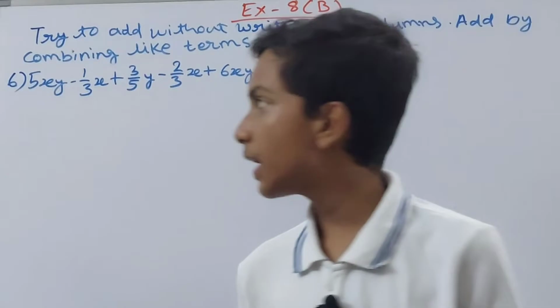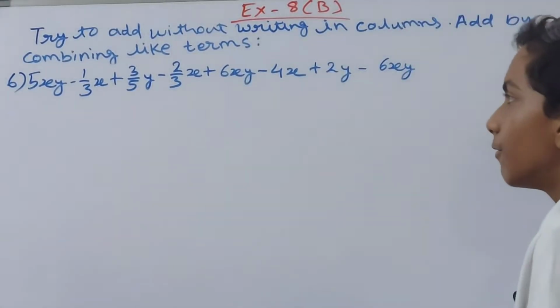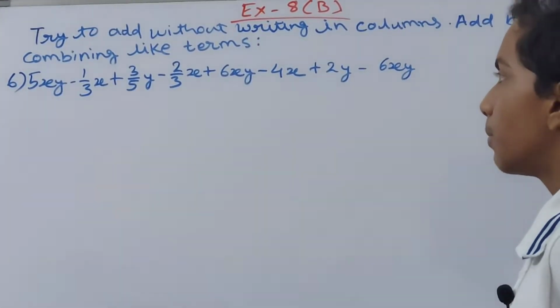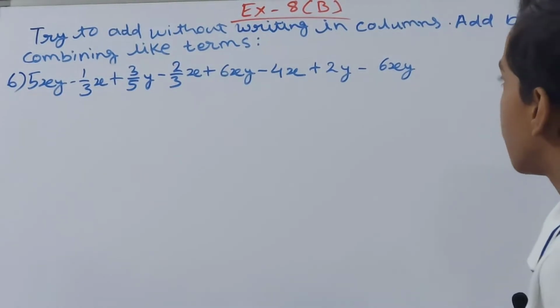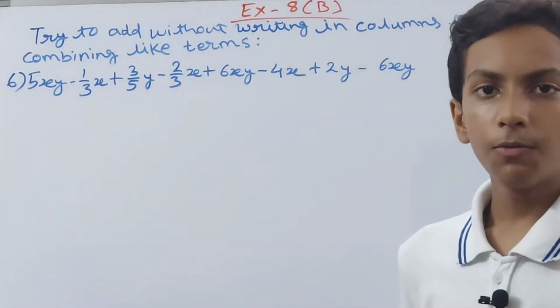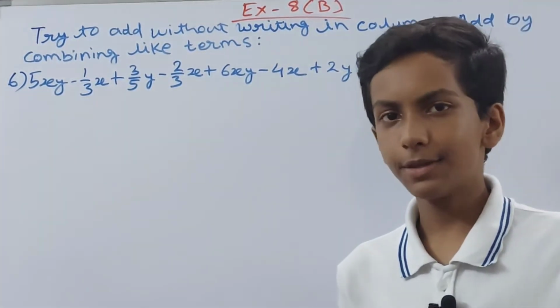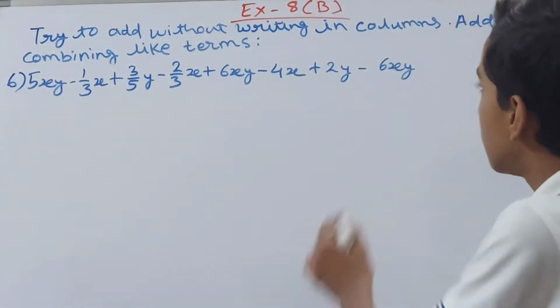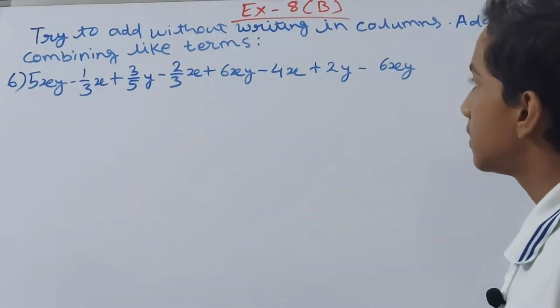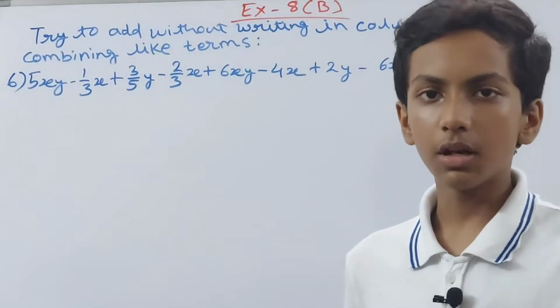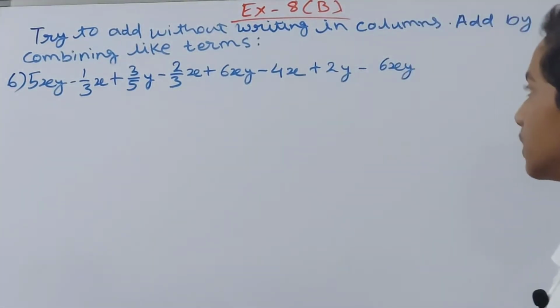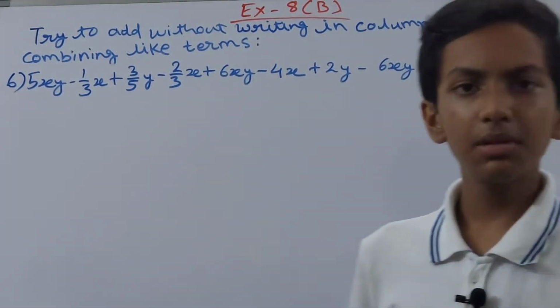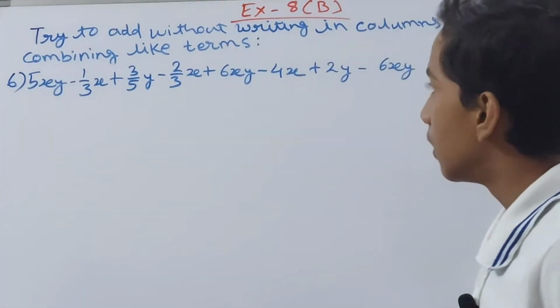Now moving on to the sixth question. This is 5xy minus 1 upon 3x plus 3 upon 5y and so on. We first see if their degree is the same. The degree in all of these terms is 1, because we cannot see any other number written on the variable, just 1. So this means we can write them in any order, it is totally up to you.